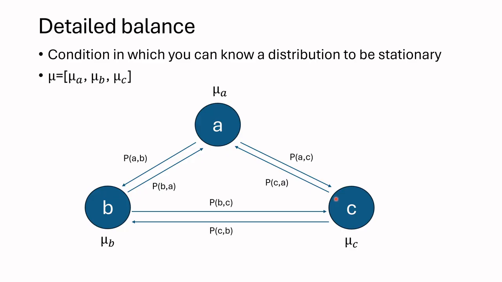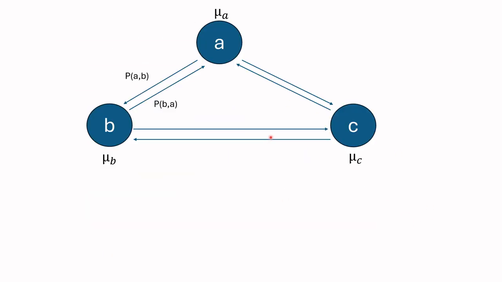Okay, and also I'm going to denote the probabilities of transitions between states in a more compact form. The way you read this is pretty simple. It's just the probability that you're in state A and you go to state B. That's all you read this as. So this is our Markov chain.